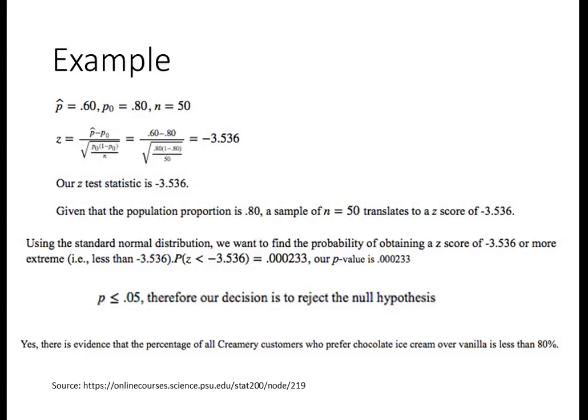Here I wanted to illustrate the p-value approach. Basically, we find the corresponding p-value for this z-score, and we see that the p-value equals 0.000233, which is of course much less than the 5% we originally set up. Therefore our decision would be to reject the null hypothesis.